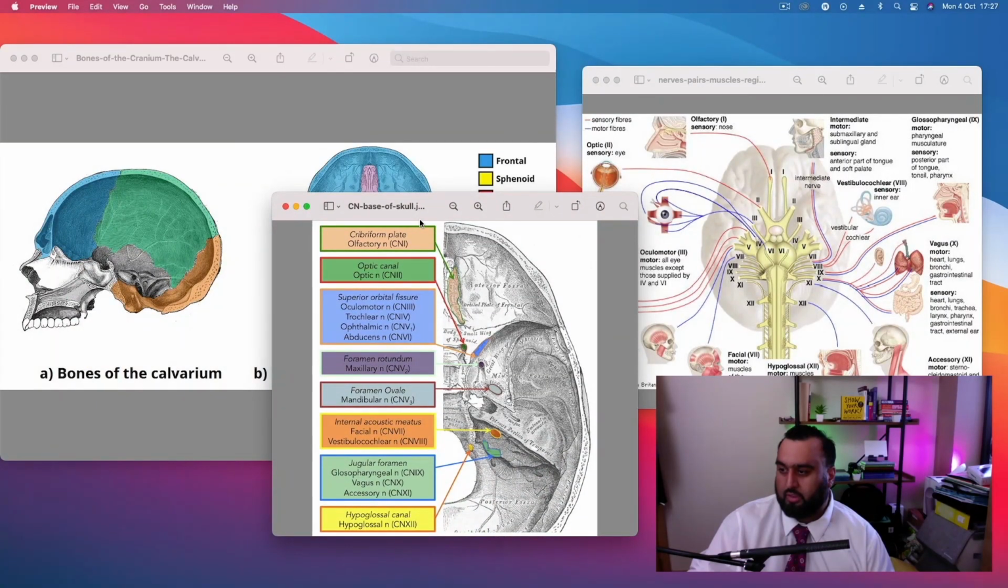That's a nice little summary at the end where it shows each foramen and what leaves through it.